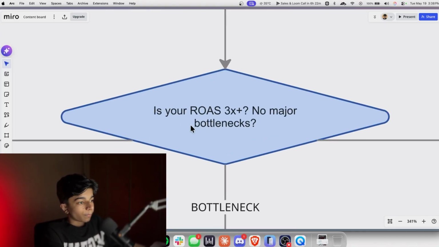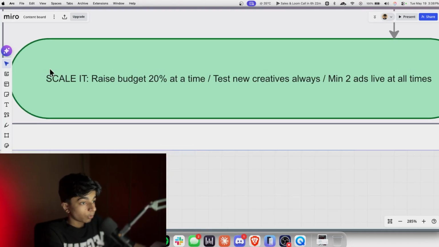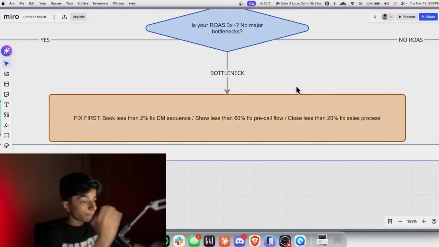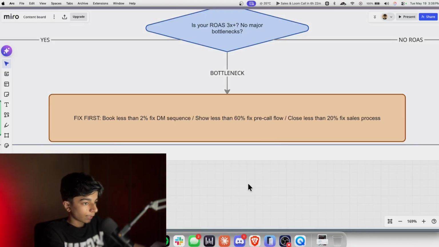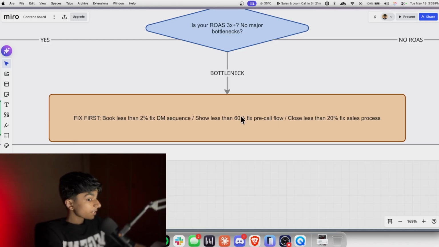Now this is the question: is your ROAS 3x plus? And if there are no major bottlenecks, if that is a yes, you need to be scaling it. Raise your budget like 20% at a time, test new creatives always, and at minimum you should have 2 ad creatives live at all times. And if you have any kind of bottleneck, fix that bottleneck first. If you have a tracking system in place, just like this, you know exactly where your bottleneck is, whether that's in your DM sequence, something wrong in the pre-call flow, or something wrong in the sales process itself. Wherever your bottleneck is, go fix that first, and then go and see what your ROAS is.